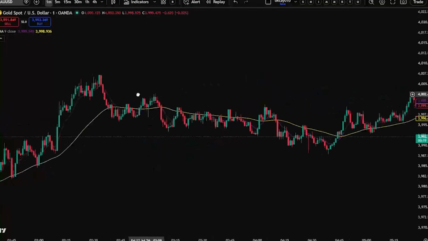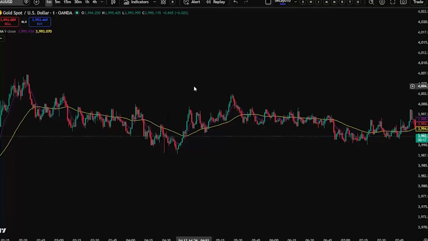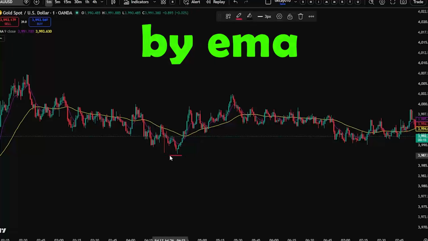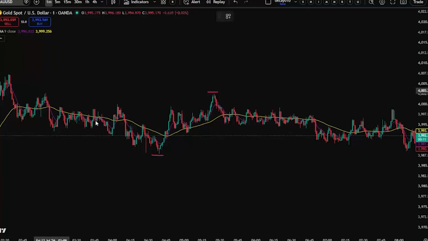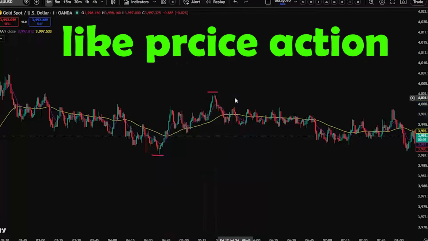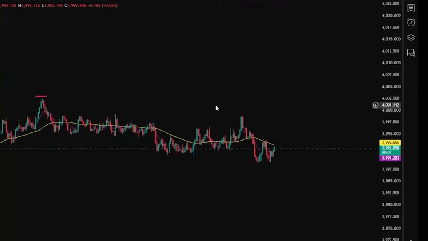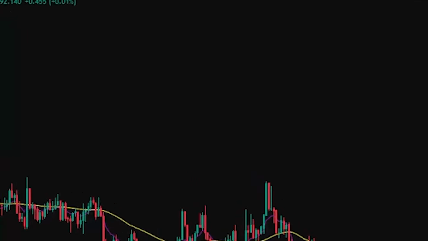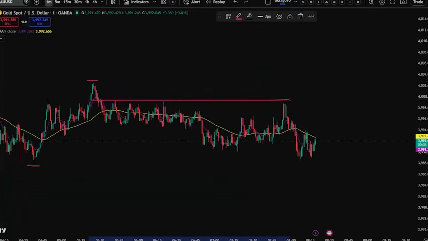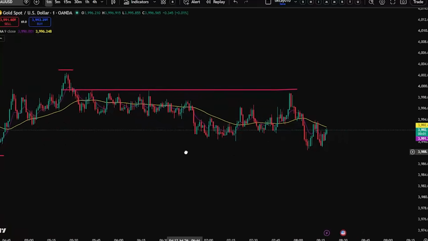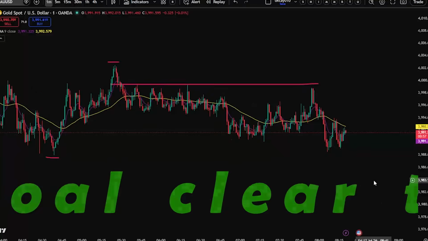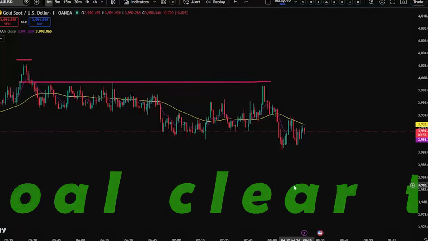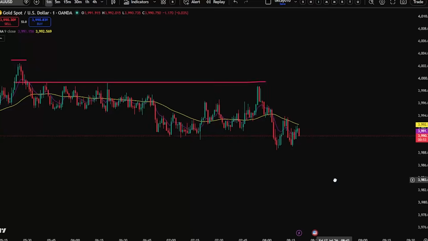So, in summary, the rules. The direction is determined by the EMA. The entry zone is found by Fibonacci, and we get the final confirmation from the price action and smart money. Now let's move on to the more interesting part, the backtest. The chart is ready and we move forward step by step without seeing the future of the market. Our goal is to find quality trades, not to turn every small move into a trade.